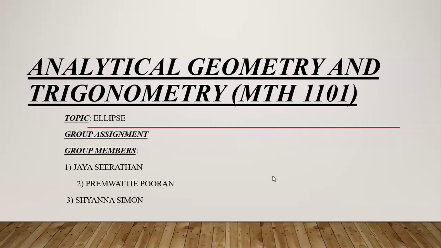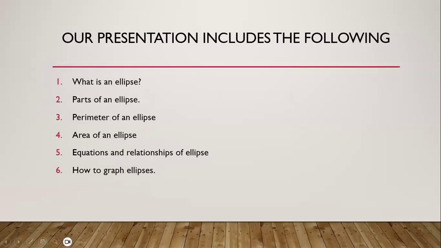Now, on ellipse, our presentation would include the following information. First of all, what is an ellipse? The parts of an ellipse, perimeter, as well as area of ellipse, equation and relations, and graphing an ellipse. It also includes some examples as to how to graph the ellipse and some simple calculations. So I'll now hand you over to Ms. Jaya.